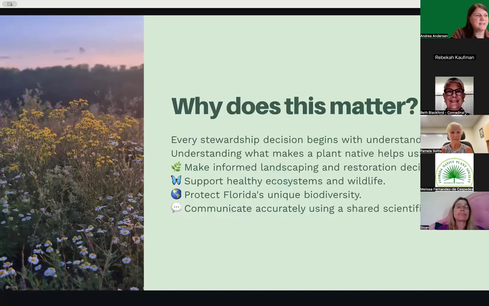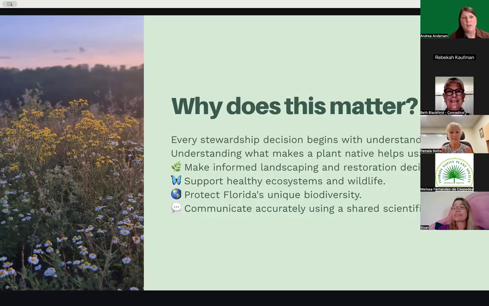Okay, so why does this matter? Why have we spent this time defining the terms? It's because stewardship begins with understanding. The more we understand about what makes a plant native, endemic, non-native, naturalized, or invasive, the better informed we are, and the better equipped to make informed decisions.